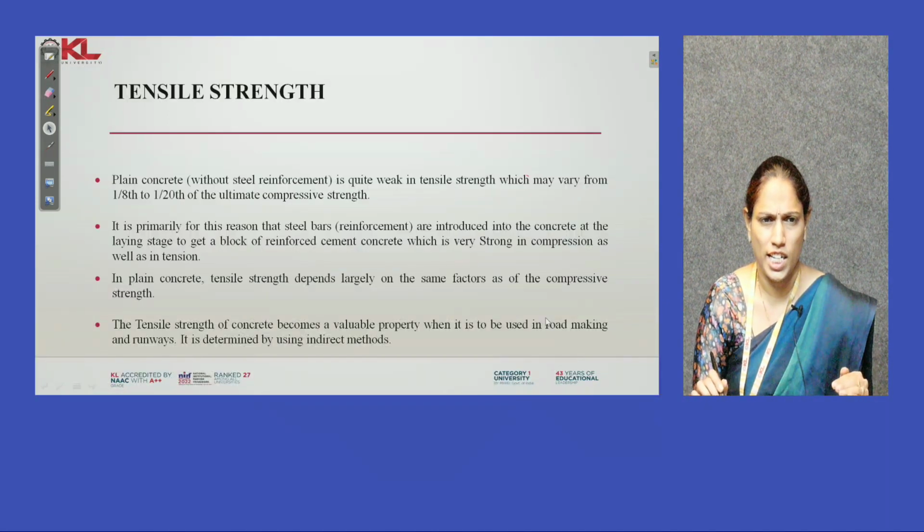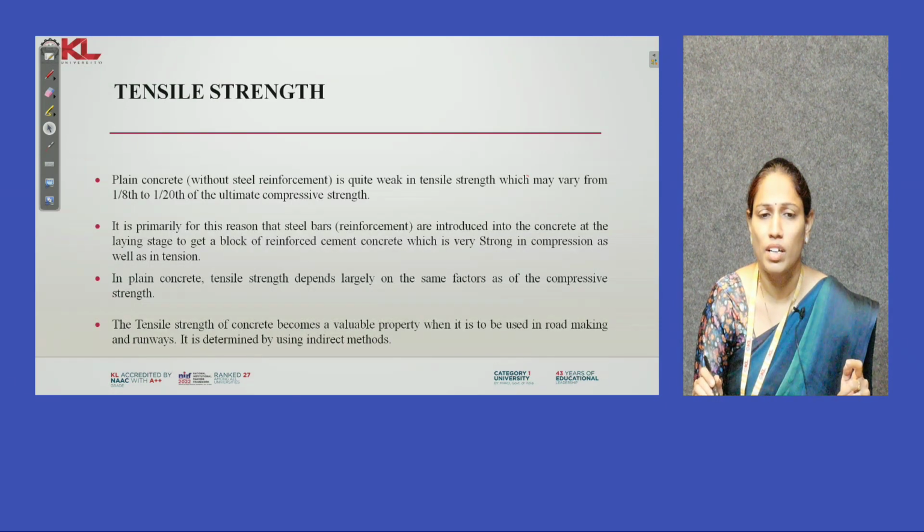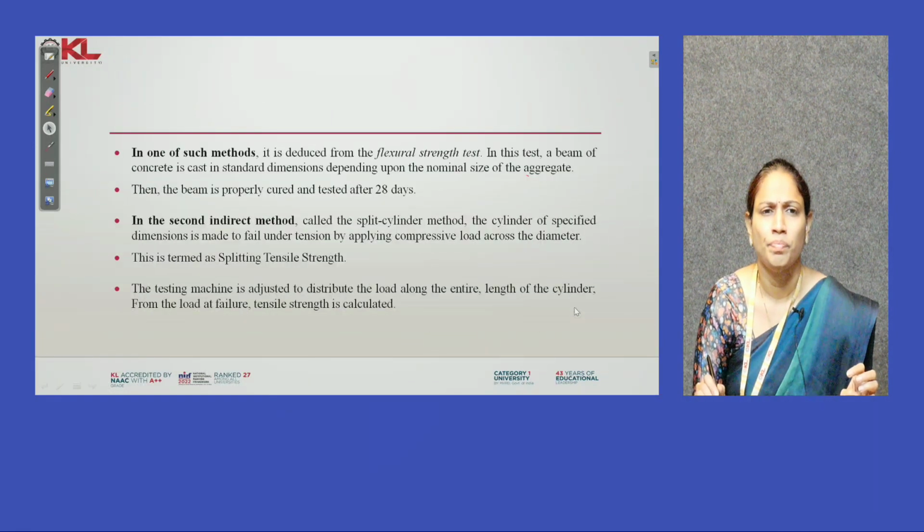So tensile strength, how are we going to see the tensile strength? The tensile strength can be known with or without steel reinforcement. There we can see the strength, and based on that we can see the different tensile strength of concrete. It becomes a valuable property when it is used for road paving and runways, so it is determined by the indirect method. So there are two methods, one is the direct method and another one is the indirect method.